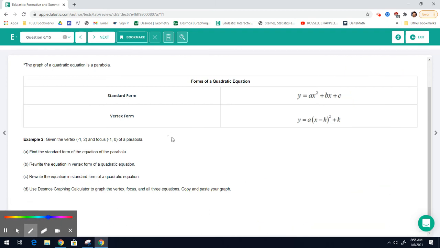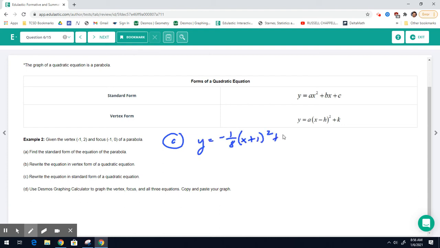Okay, so part C here. My equation was y equals -1/8 (x plus 1) squared plus 2. I'm going to rewrite this as (x plus 1) times (x plus 1), and I'm going to expand this. X times x and 1 gives me x squared plus x. 1 times x and 1 gives me x plus 1. Combine your middle terms: x squared plus 2x plus 1. That is now what goes in this parenthesis next to the -1/8.